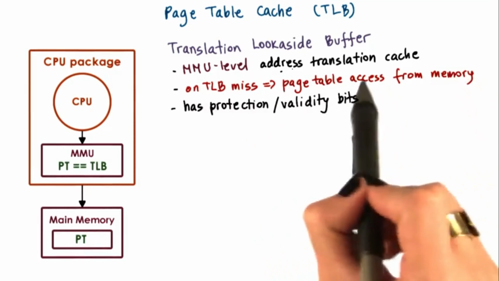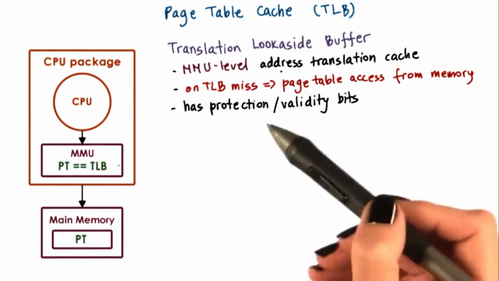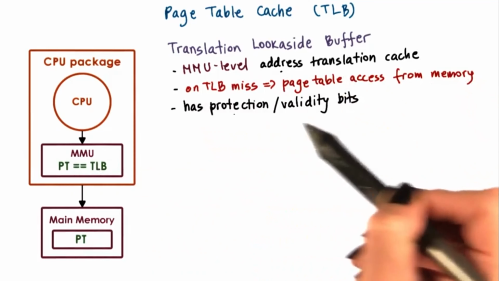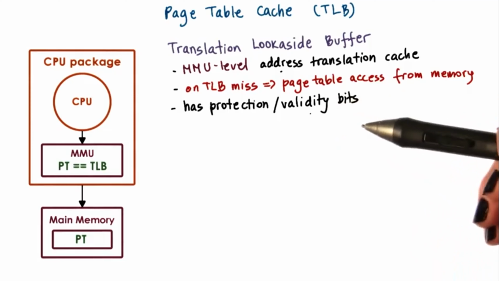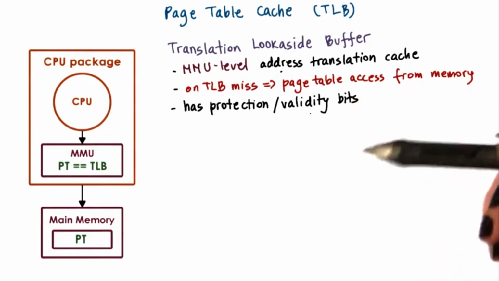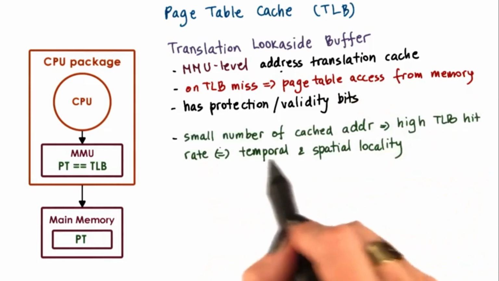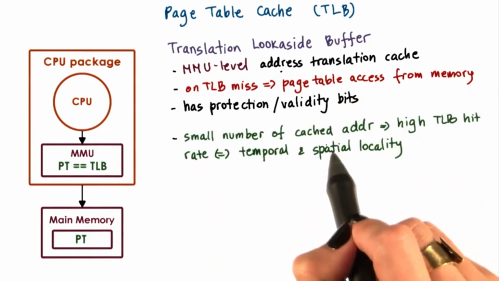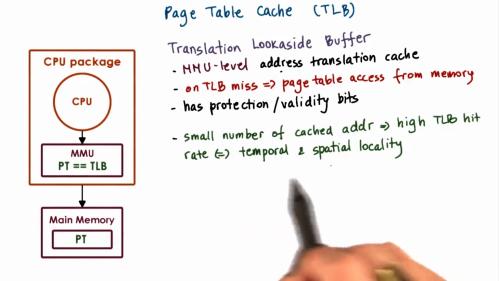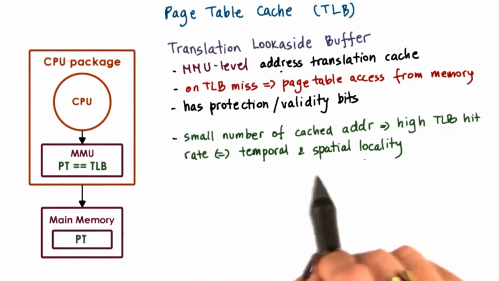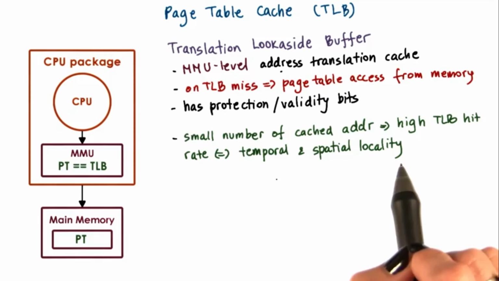In addition to the proper address translation, the TLB entries will contain all of the necessary protection and validity bits to verify that the access is correct, or, if necessary, to generate a fault. It turns out that even a small number of entries in the TLB can result in a high TLB hit rate, and this is because we have typically a high temporal and spatial locality in the memory references.